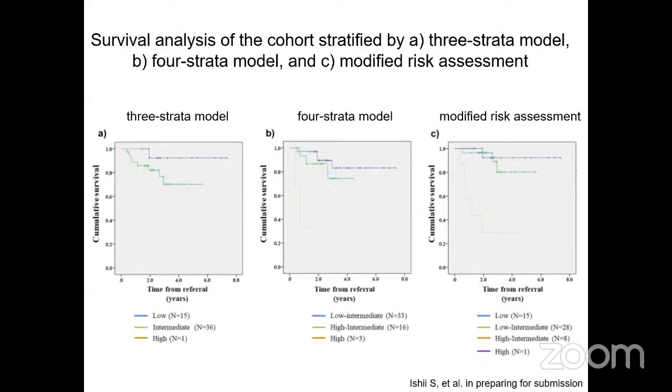This slide shows survival analysis of the cohort stratified by the 3-strat model, 4-strat model, and modified risk assessment. As you see in this slide, modified risk assessment clearly defined the poor prognosis group. The 3-year survival rate was about 80% in the low intermediate group. On the other hand, the 3-year survival rate of the high intermediate group was only about 30%.